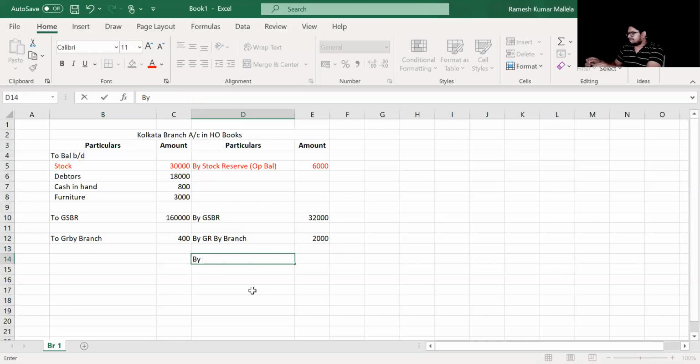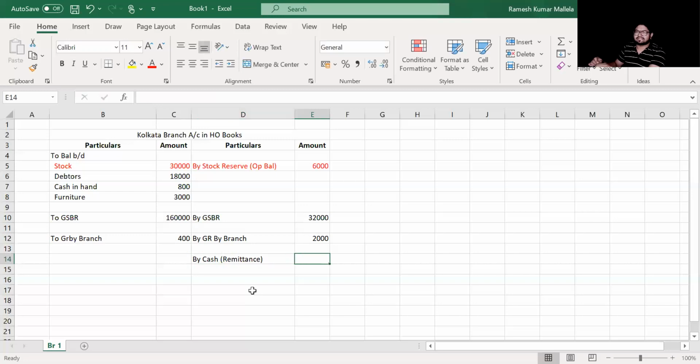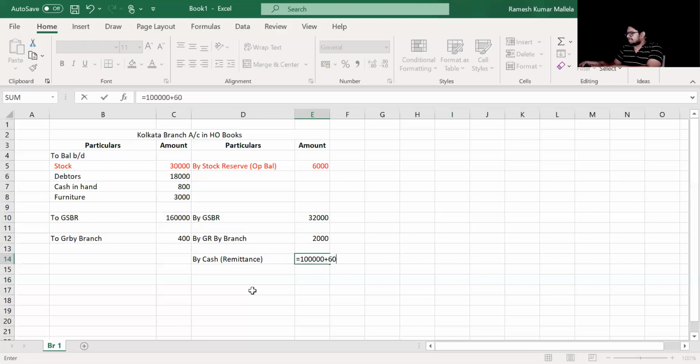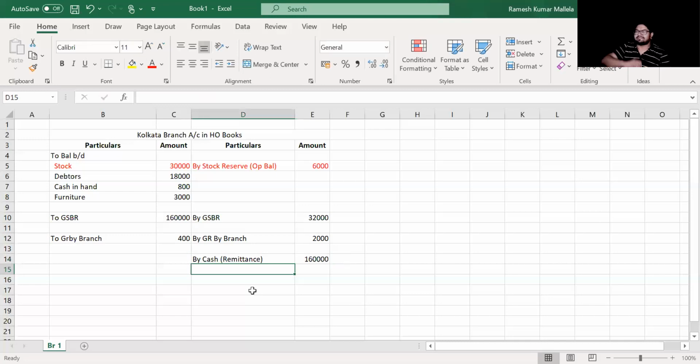By cash. It is basically nothing but remittance. By cash remittance. How much did he send? He has sent 1 lakh plus 60,000 of whatever he has received.